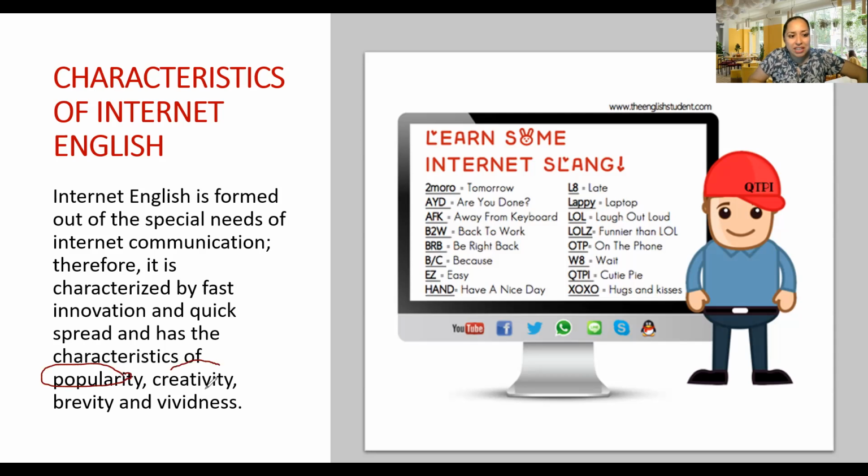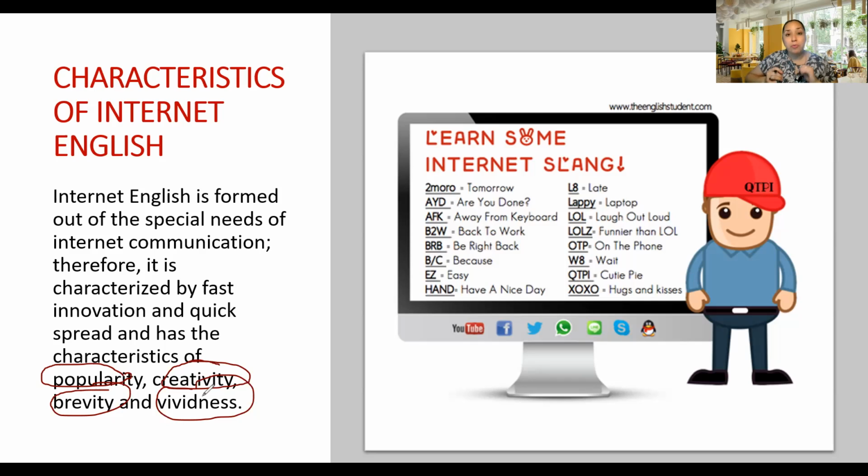Popularity, creativity, brevity, and vividness for English. And that's how the language has become more interesting. And it's just for the last 3 decades. Before that, there was no actual use of the internet. So now it has changed a lot for the language, but still the language has its grammar consideration and all of that considered by the experts in linguistics.